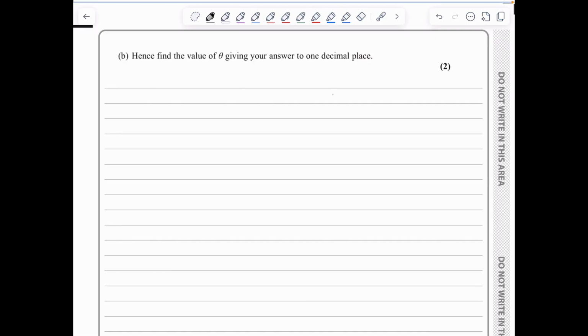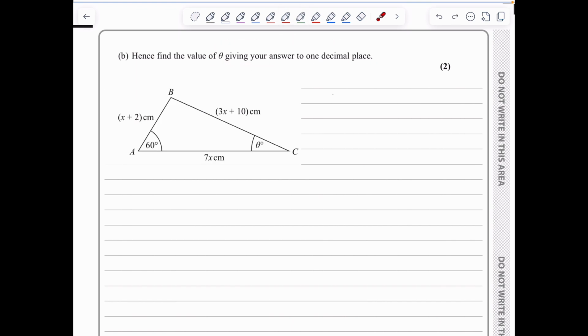In part B, we need to find the value of theta, giving our answer to 1 decimal place. So this is the triangle we had. We now know the value of x being 3, so I'm going to calculate the length of BC and AB. So for BC, we are looking at 3 times 3 plus 10, which is 19. And for AB, we've got 3 plus 2, which is 5.